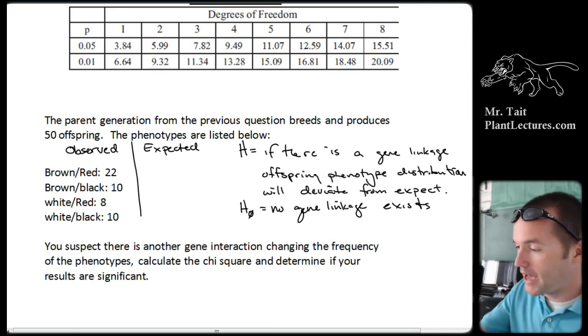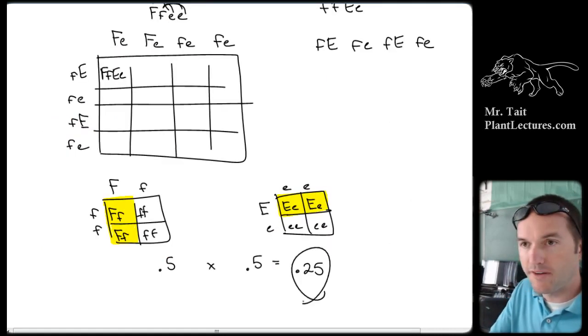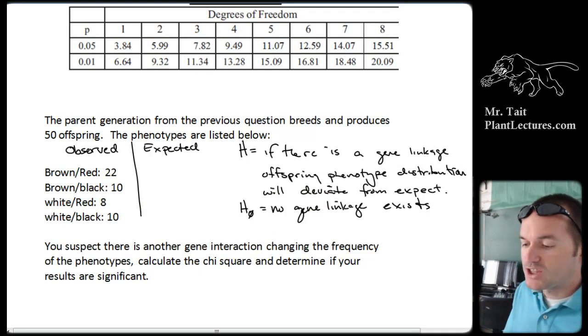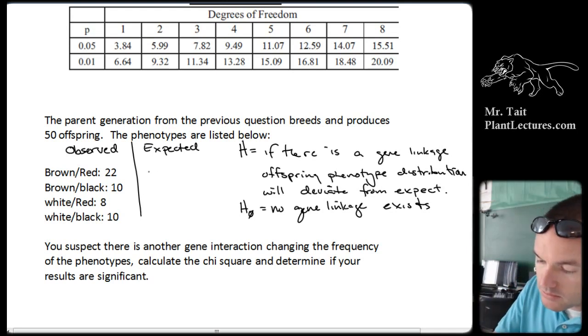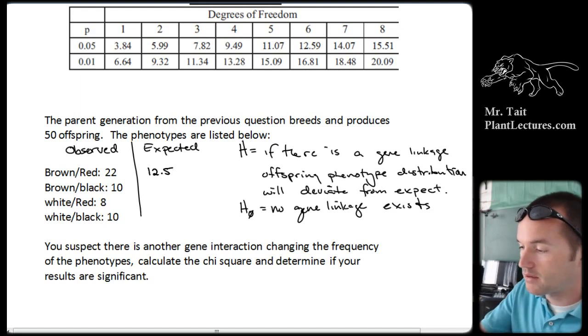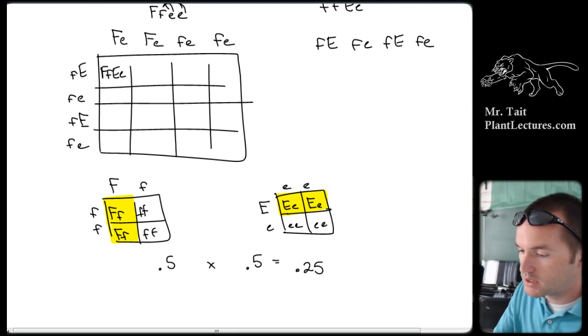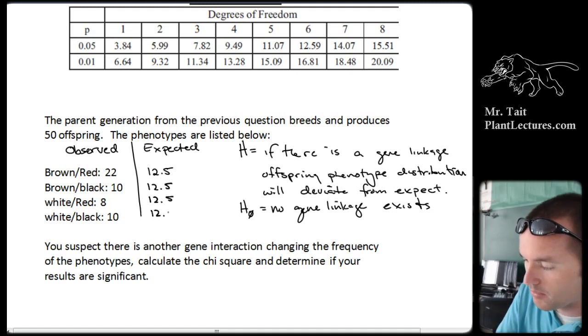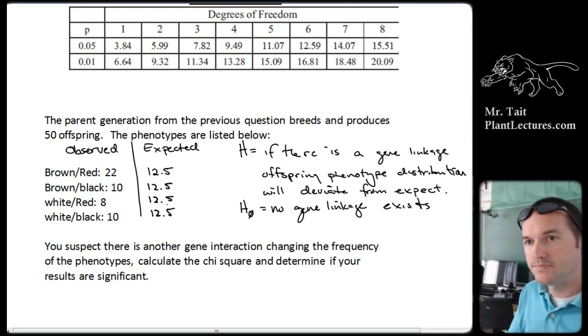So, brown and red, we already determined that. That was 25%, right? That was what we were determining here, brown and red. So that's 25% of the total offspring, which was 50. So what's 25% of 50? 12.5, right? Now, brown and black. So brown was this, and black was this. So that's still 50-50, so 25, right? So that's still going to be 12.5. In fact, all these are going to be 12.5 based on our Punnett squares because all the probabilities were 50-50, right? Questions on that? How I got the expecteds?